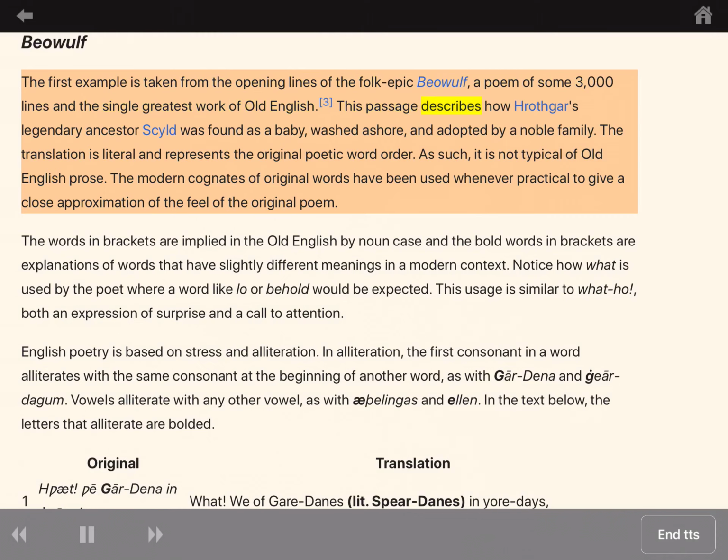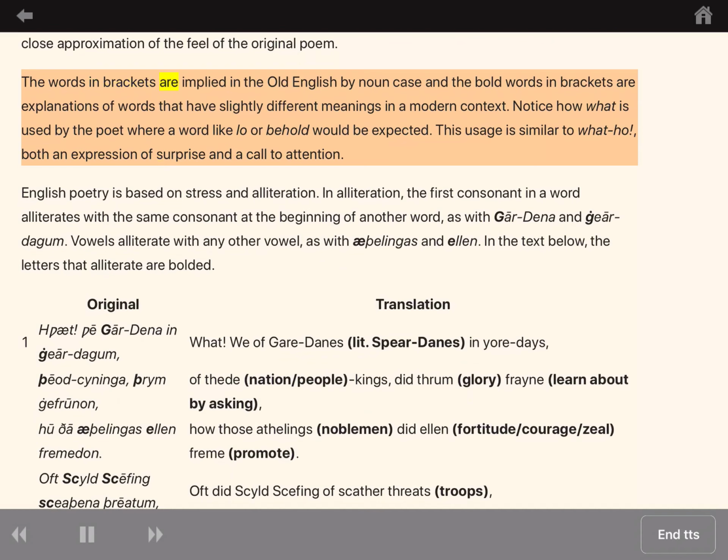This passage describes how Hrothgar's legendary ancestor Scyld was found as a baby, washed ashore, and adopted by a noble family. The translation is literal and represents the original poetic word order. As such, it is not typical of Old English prose. The modern cognates of original words have been used whenever practical to give a close approximation of the feel of the original poem. The words in brackets are implied in the Old English by noun case, and the bold words in brackets are explanations of words that have slightly different meanings in a modern context.